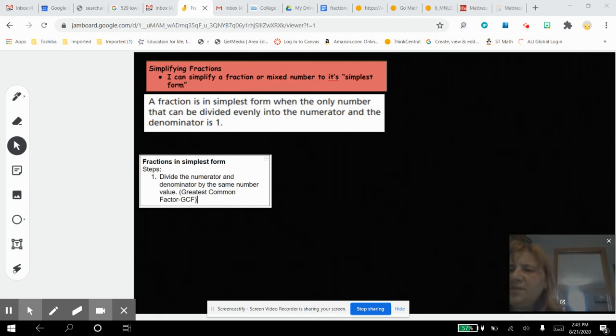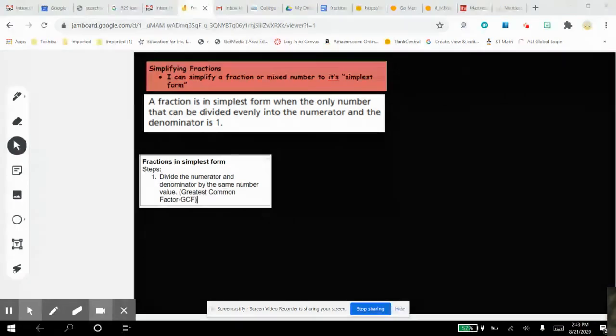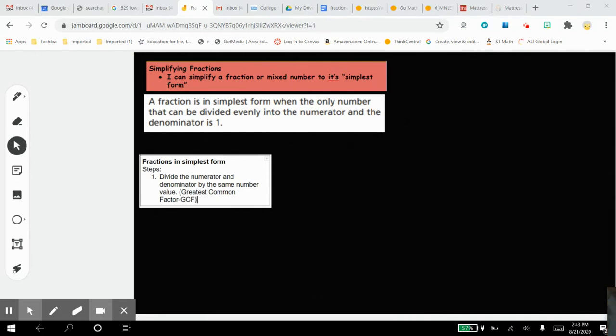Boys and girls, today I'm going to do a lesson. I'm going to get rid of that. Today I'm going to do a lesson on simplifying fractions. So our I can statement is in pink up here.